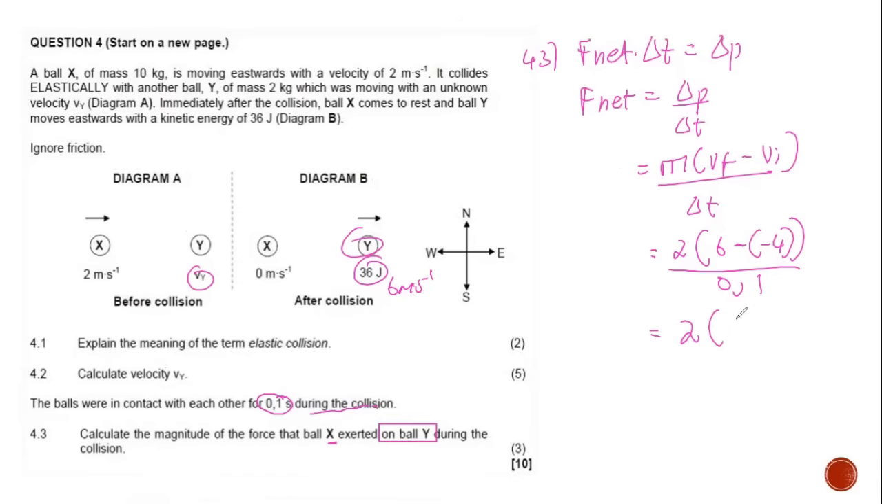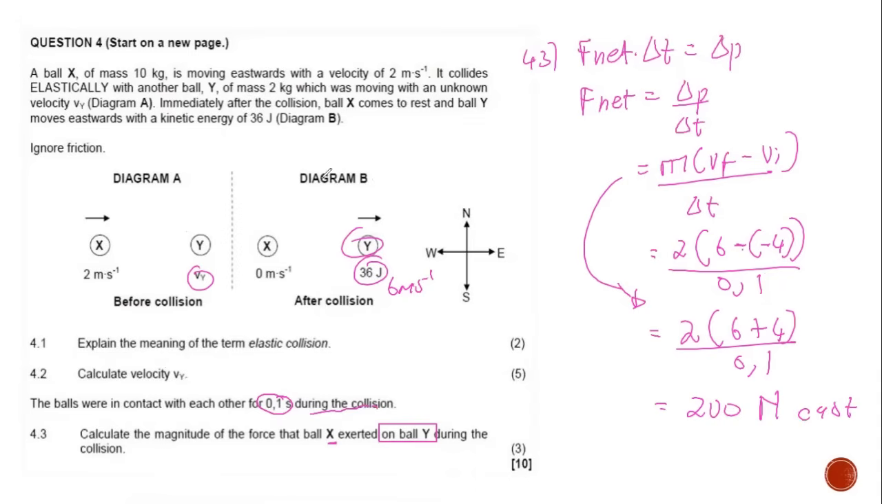So we have 2 bracket 6 plus 4 over 0.1, which you can just punch into your calculator right away. Then 2 bracket 6 plus 4, close bracket, divided by 0.1. And then this is 200. Now, it is not necessary for you to show the step. You can simply move from here to this step, because we understand it became positive as a result of the negative times negative there. Then 200 newtons, right? To which direction? Since it's positive, that means it's east.